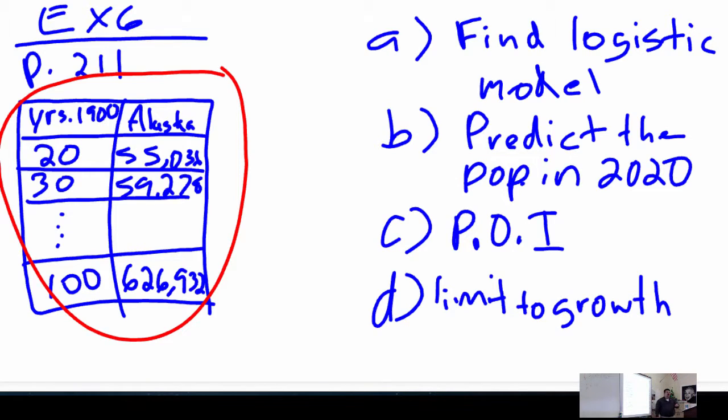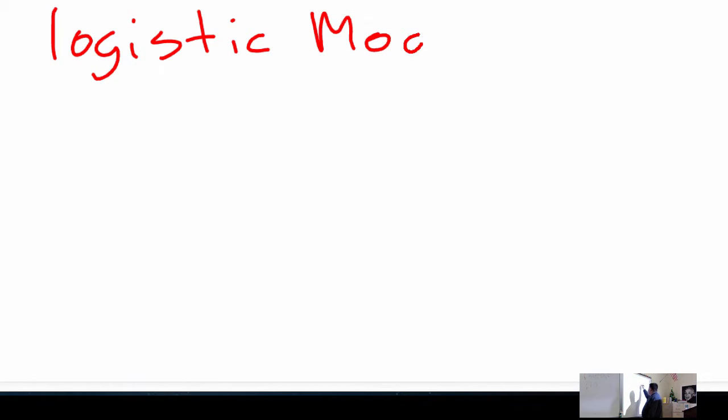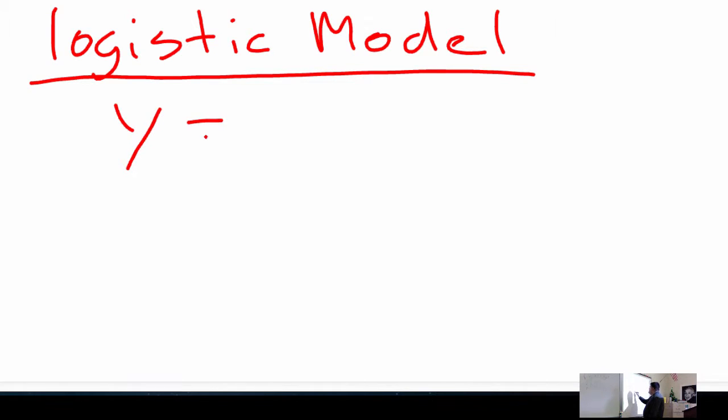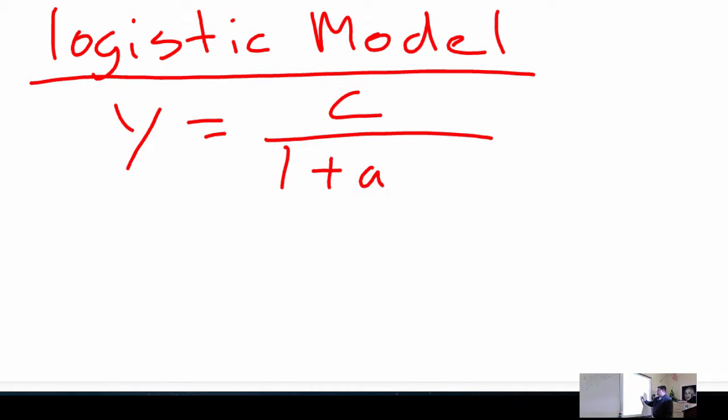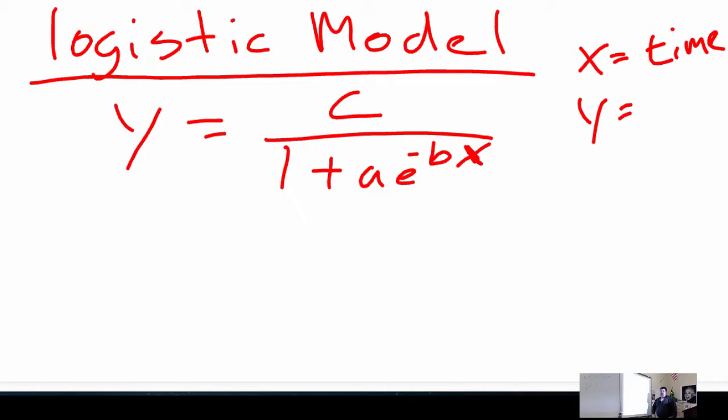I say, all right. So the first thing I need to do is a model of population growth. So the first thing we need to tackle is this logistic model. The reason they call it a logistic model is it's a special type of equation. It looks like this: y equals c over 1 plus a times e raised to the negative b of x. Now x is sometimes written as t, but it refers to time. And y is going to be the population in this case.